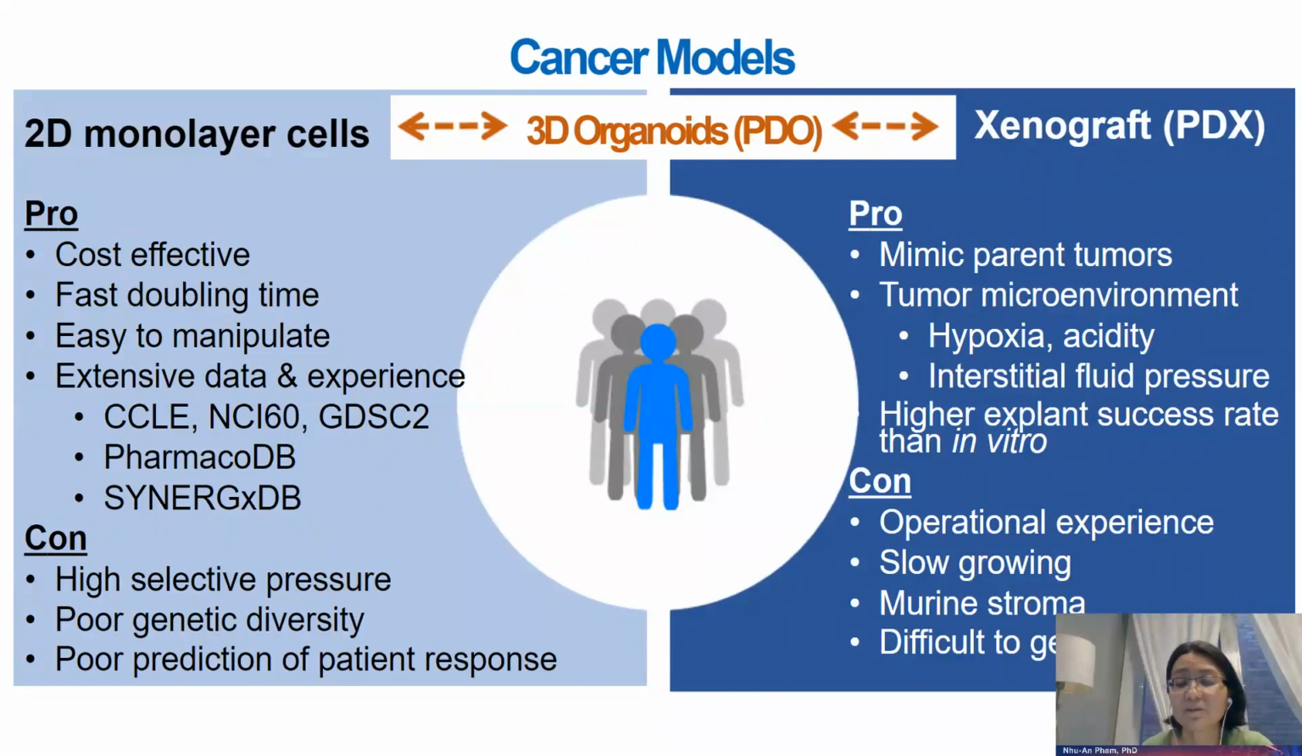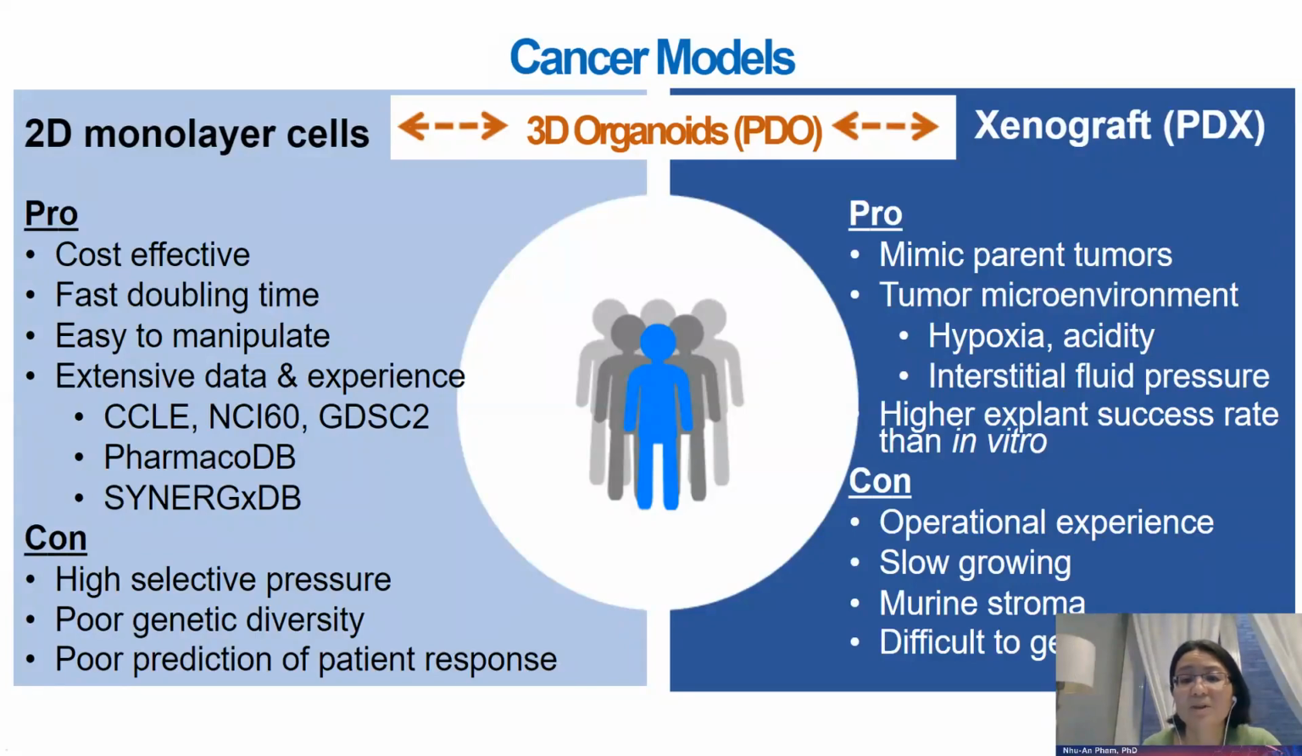Compared to the PDX, patient-derived tumor xenografts, these mimic well the parent tumors. They have a tumor microenvironment representing hypoxia and acidity, and they also have better explant success rates for a wide variety of tumor types compared to 2D cultures. Of course, the disadvantage of that is that operational experience is needed. They are very slow growing, between 2 months per cycle, serial passaging, to 6 months. There's the murine stroma. They lack the immune component, and also they are difficult to genetically modify.